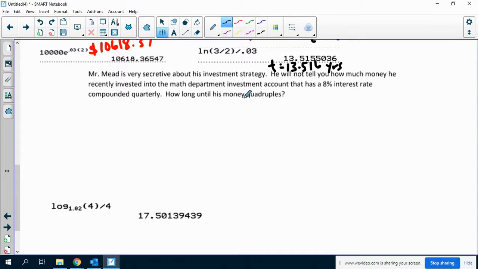So this is compounded quarterly. That means 4 times a year. So I have some amount of money that I'm going to have at the end. That's equal to the principal times 1 plus 0.08, 8% interest rate. It's compounded quarterly, so it's divided by 4, to the nt, so 4t. So I just subbed in 0.08 and 4. Now, I didn't tell you how much money I invested, but I want to know how much when it's quadrupled.